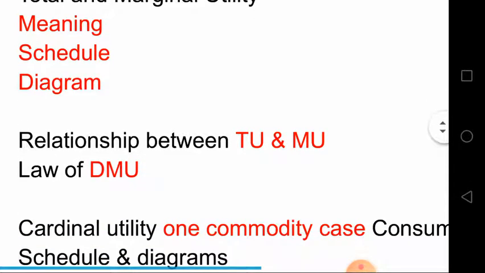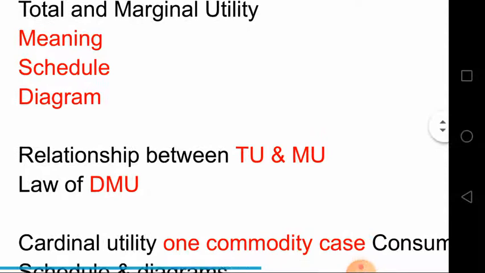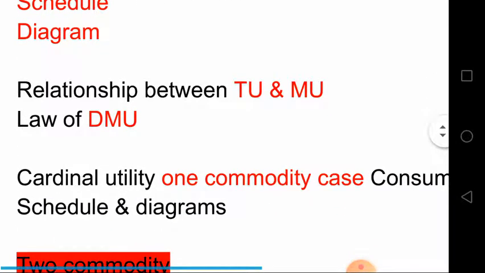After that there will be a next topic, relation between TU and MU. TU stands for total utility and MU stands for marginal utility. After that, the next topic which we will study in this chapter is the law of DMU. DMU is the abbreviation for the term diminishing marginal utility. So we'll study in detail about the law of diminishing marginal utility. After that, the next topic will be cardinal utility.